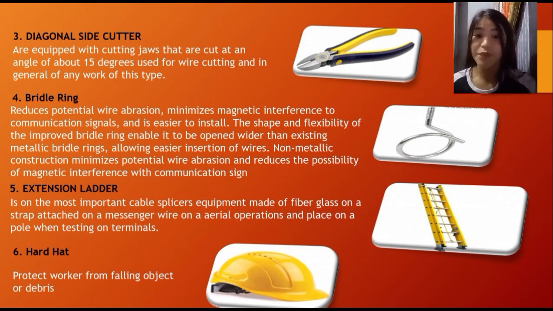The next one is the bridle ring. It reduces potential wire abrasion, minimizes magnetic interference to communication signals, and is easier to install. The shape and flexibility of the improved bridle ring enable it to be opened wider than existing metallic bridle rings, allowing easier insertion of wires. Non-metallic construction minimizes potential wire abrasion and reduces the possibility of magnetic interference with communication signals.